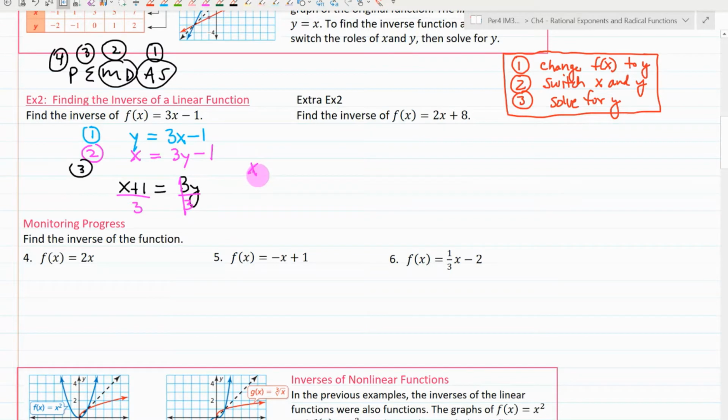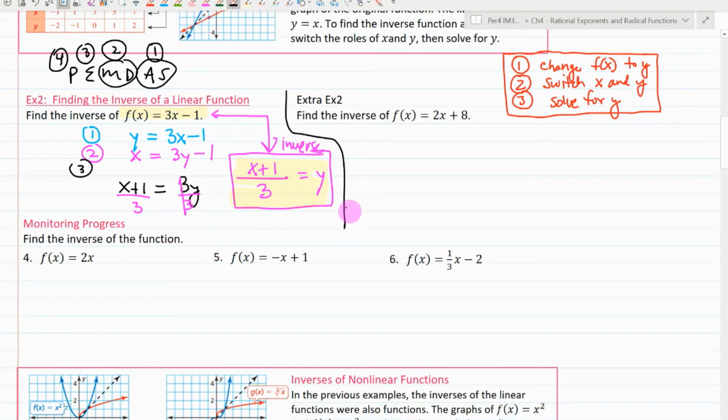So you're going to get x plus 1 over 3 is equal to y. And these two are inverse functions. They're inverse functions of each other. You will see the inverse f of x notation, but you don't have to do that for my class. You could just write y is equal to x plus 1 over 3. But you could also write the inverse function of x is equal to x plus 1 over 3. Go ahead and try number 2, please.